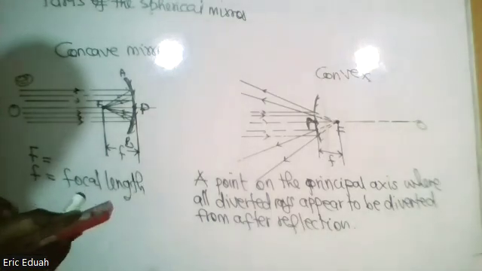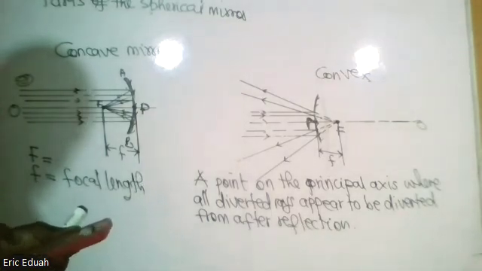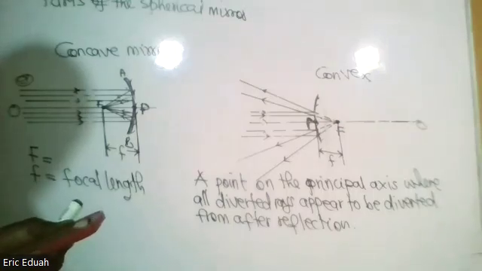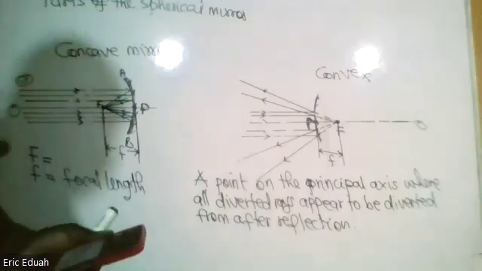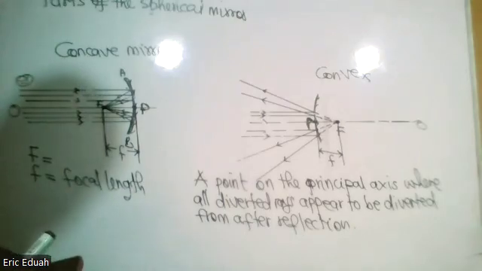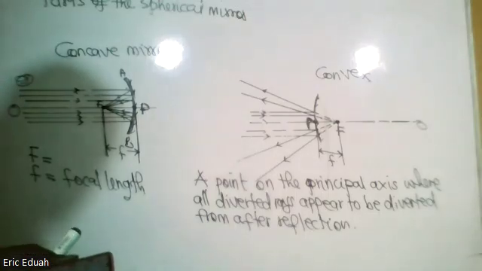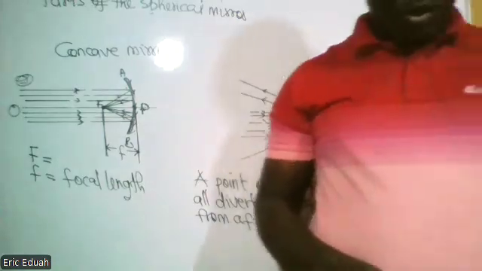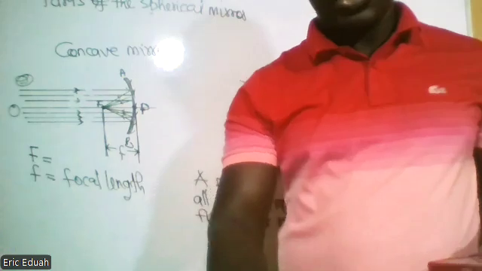It is a point on the principal axis where parallel light rays meet. Okay. You have tried, so thanks for trying. Who else would confidently try as Nana has just done?